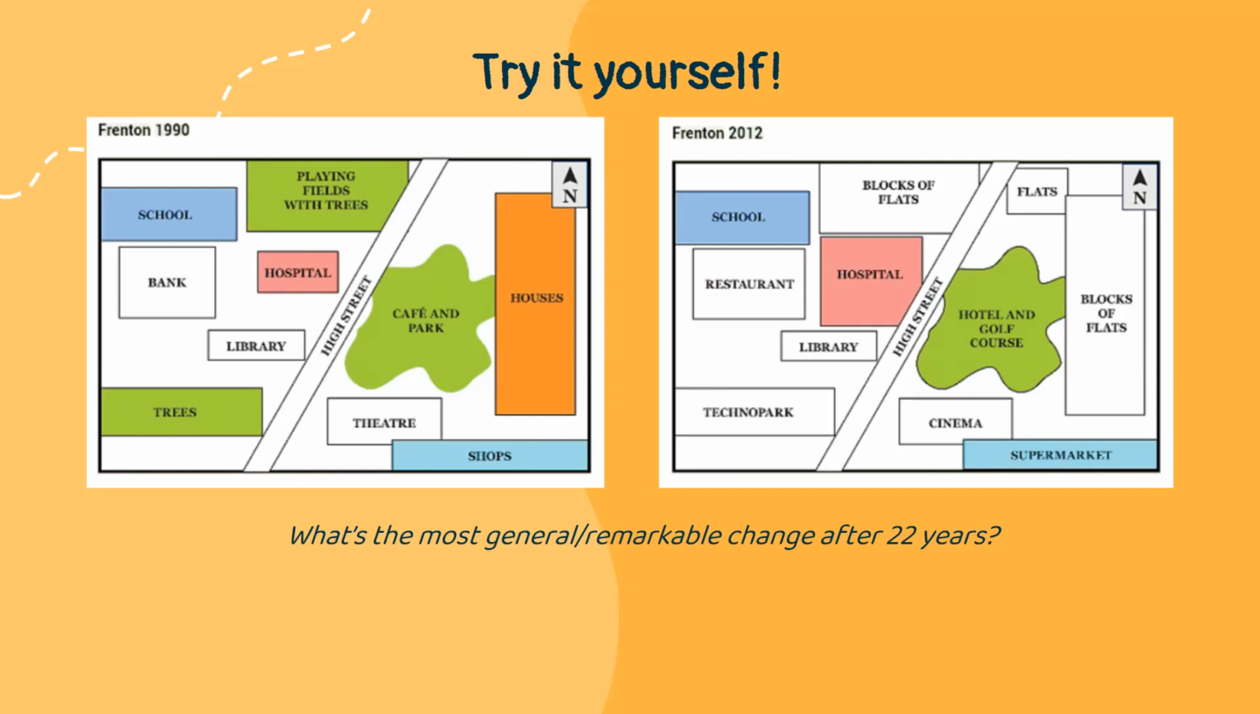Yes, okay, thank you so much. You could say that the greenery space, like the playing fields, the cafe and the parks, was all replaced with more modern facilities, for example the cinema and the techno park, and that the city was heavily modernized. So just one or two sentences: the first one captures the overall changes, and the second one captures the most remarkable change. Those are the two sentences for your overall section.